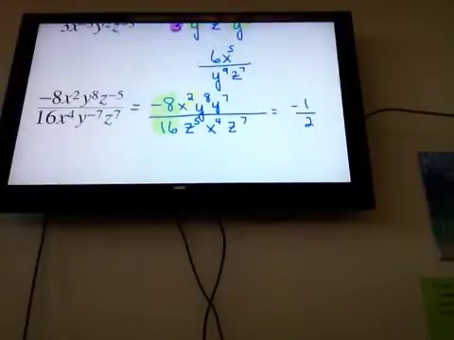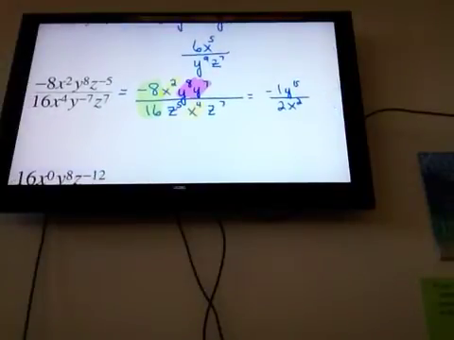My x's, top and bottom. So 4 minus 2 leaves me x squared in the denominator because that's where my power is bigger. My y's are both up top, so we're going to add those powers. 8 plus 7 is 15. And my z's are both on the bottom, so we're going to add those powers. 5 plus 7 is 12.